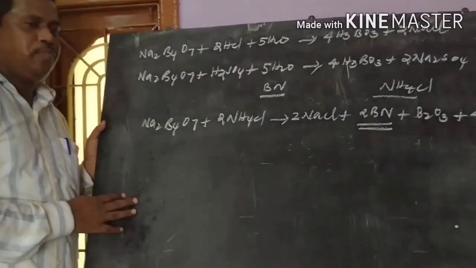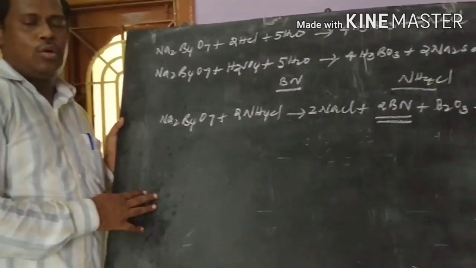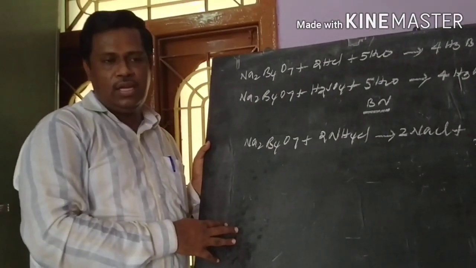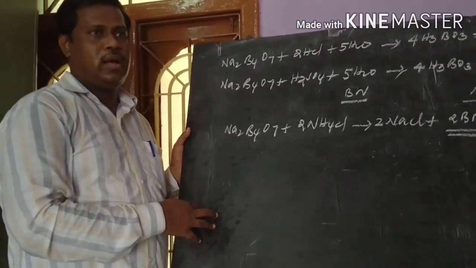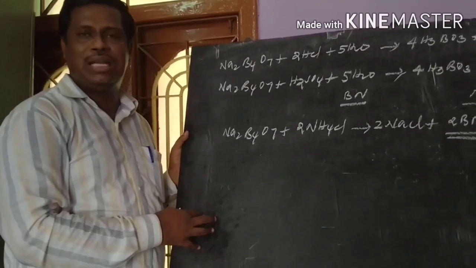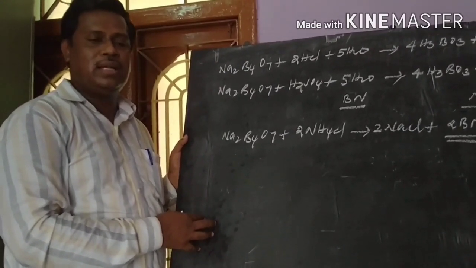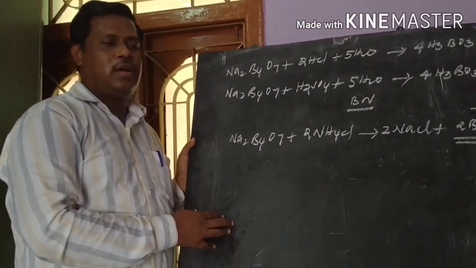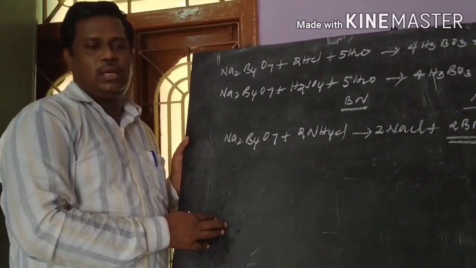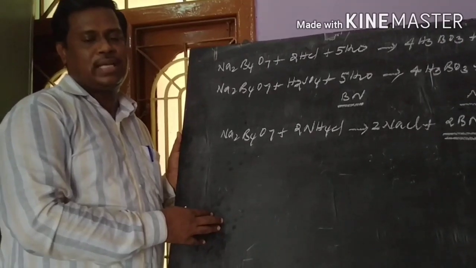Again, one more time, uses of borax. Borax is used for the identification of colored metal ions. Next, in the manufacture of optical and borosilicate glasses, enamels and glasses for pottery. It is also used as a flux in metallurgy and also acts as a preservative.